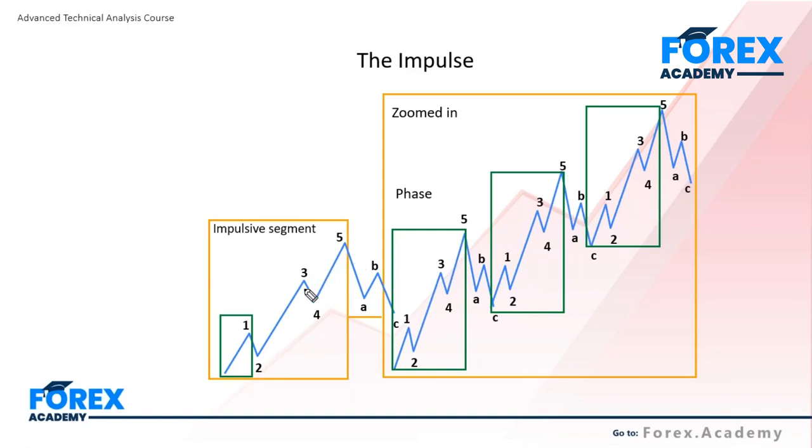So any move that represents a move in the direction of the primary trend is known as an impulse, and that move will break down into a 5-wave structure. Very important that you can get to grips with this logic. And also remember that this is the only wave pattern structure that we are looking at when it comes to the Elliott wave principle.